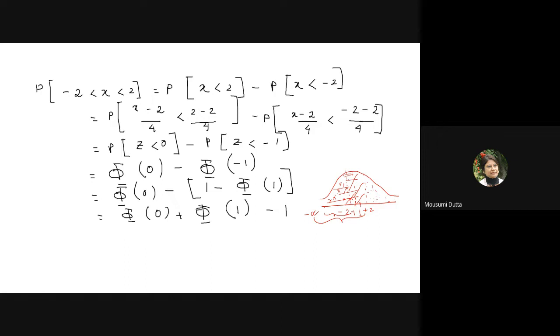So phi of minus k is equal to 1 minus phi of k. Phi of minus k is equal to 1 minus phi of k. Applying this, finally we are getting phi 0 plus phi 1 minus 1. Then from the table, we will get the value of phi 0, we will get the value of phi 1, and we will get the probability that x is lying between minus 2 and 2.